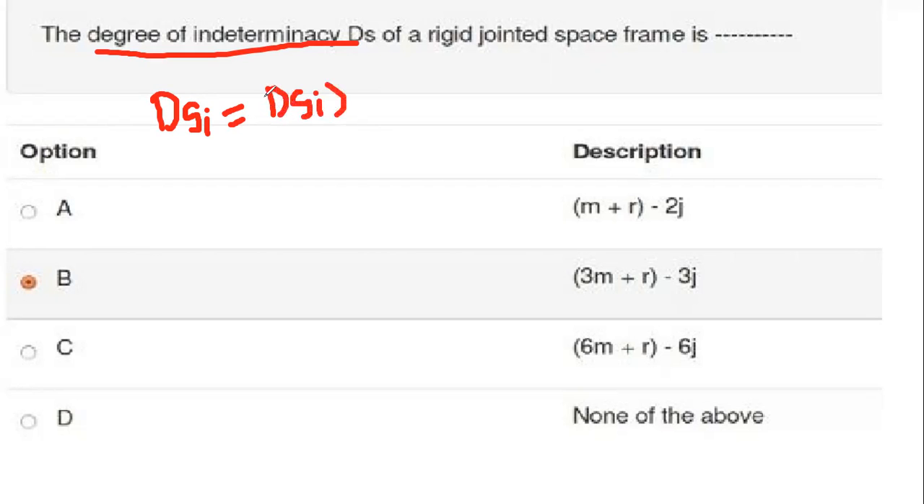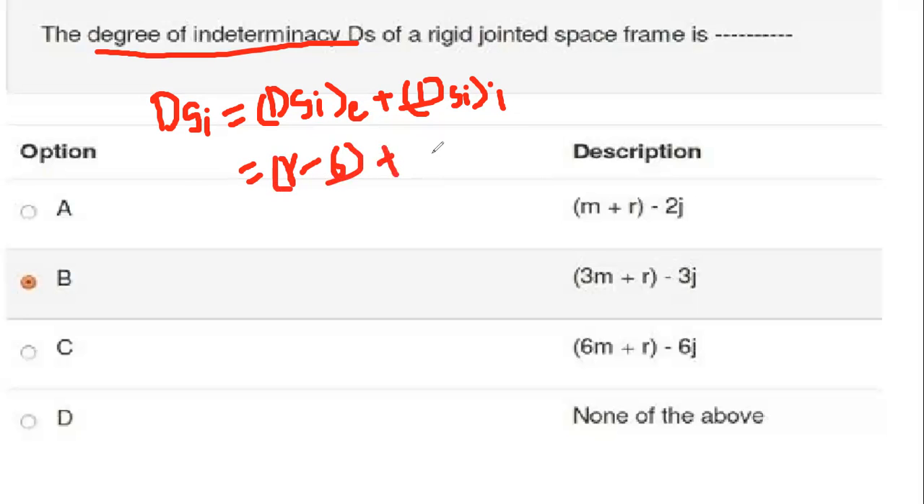Okay, the formula is DSI external plus DSI internal. DSI external means external degree of static indeterminacy plus internal degree of static indeterminacy. So what is DSI external? As it is a rigid jointed space frame, a space structure, DSI external will be R minus 6. Okay, this is for DSI external.